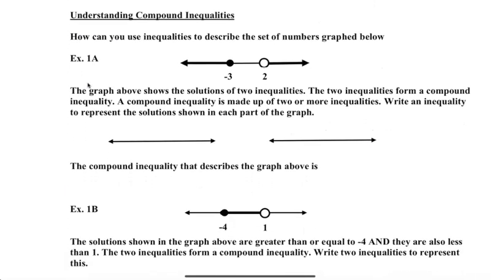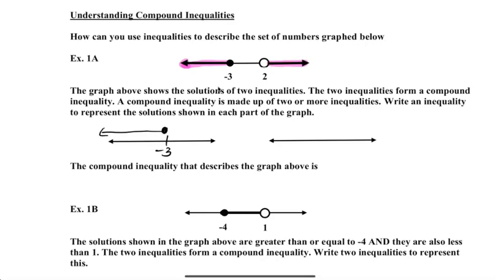Okay. So let's understand this inequality. How could you use inequalities to describe the set of numbers graphed below? So let's say they gave us this. This is a compound inequality. There's two graphs here. It's kind of hard to see, but right there's one of them, and then right there's the other one. What we want to do is, that's one solution. Let's break it up into two separate solutions. Let's just take this part, and this right here would be -3, closed circle that way.